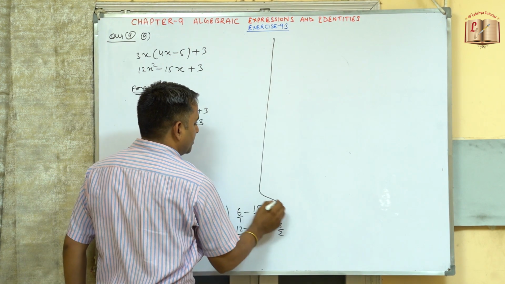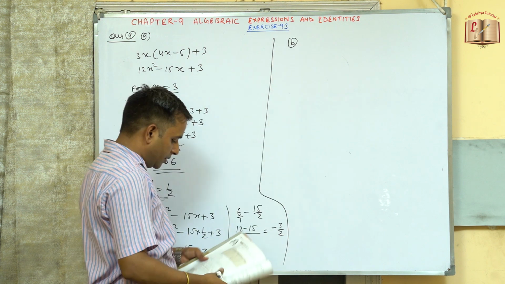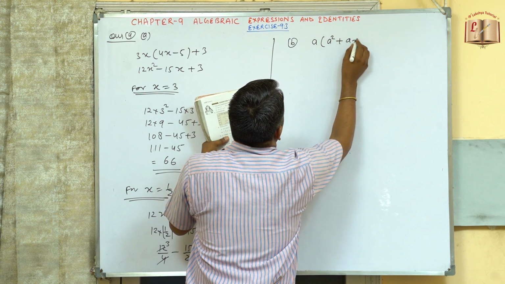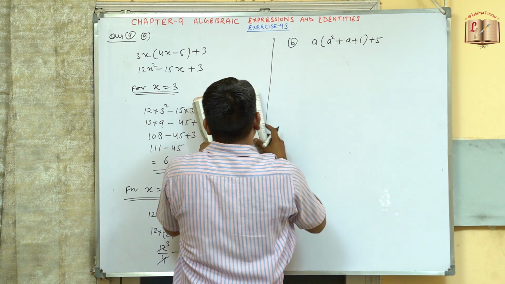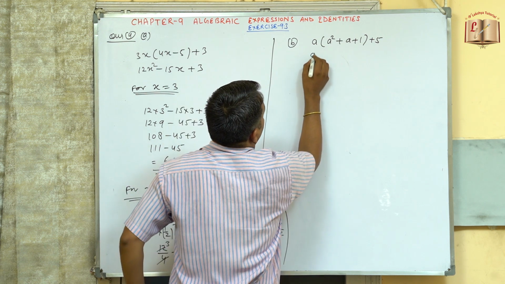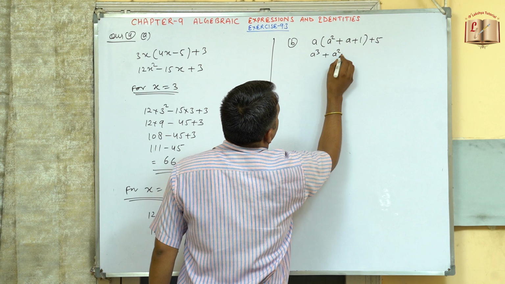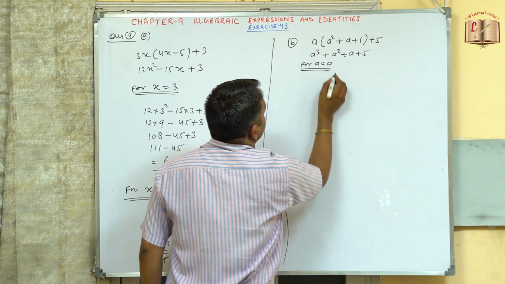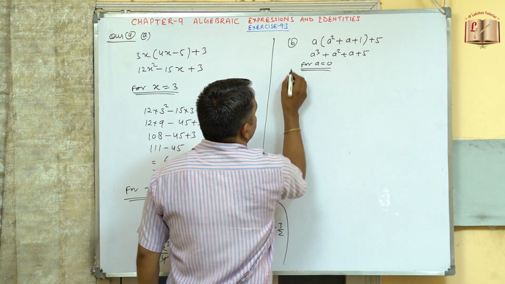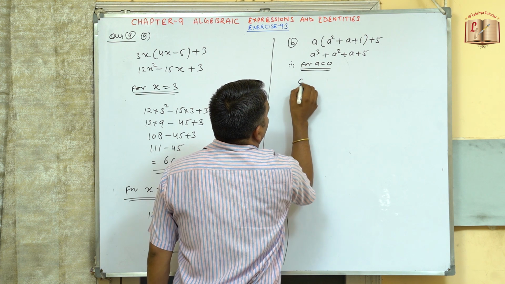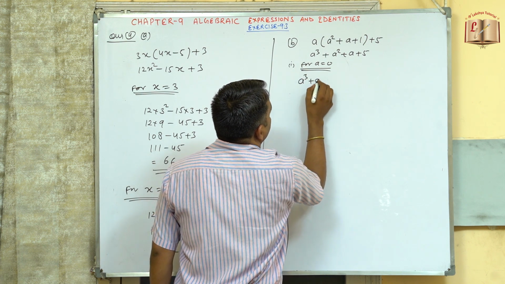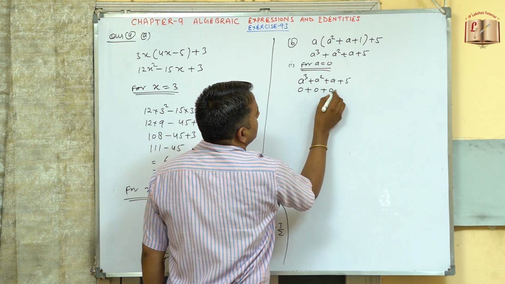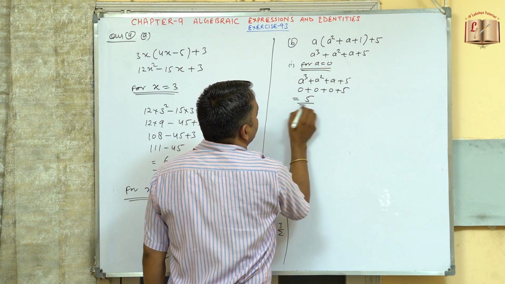Similarly, we will proceed for the b part of this. Now coming to the b part, this is a times (a square plus a plus 1) plus 5. So on simplification, this will be a cube plus a square plus a plus 5. Now for a equals 0, this is the first part. So this will be a cube plus a square plus a plus 5. Putting 0 in place of a, this will be 0 plus 0 plus 0 plus 5. So this will be 5 as the answer.